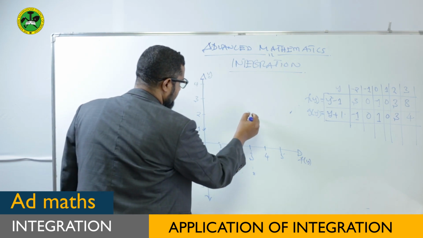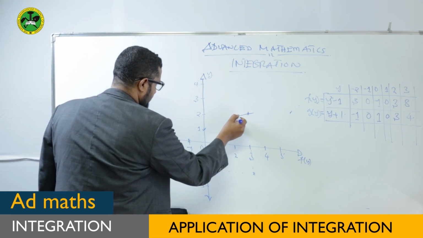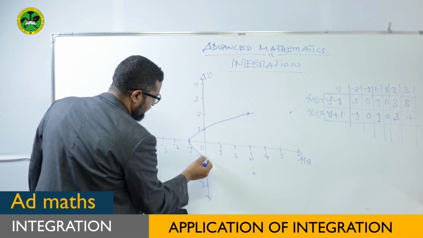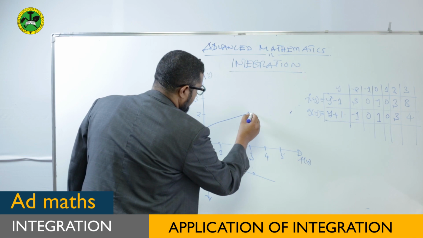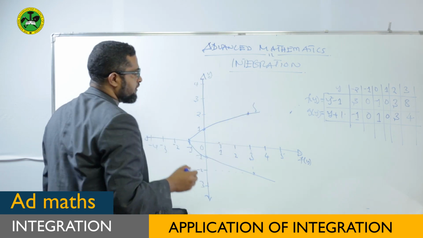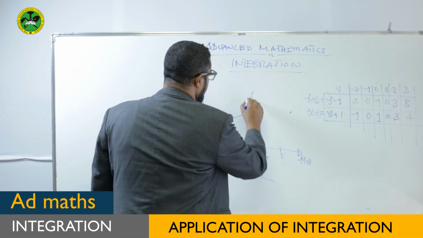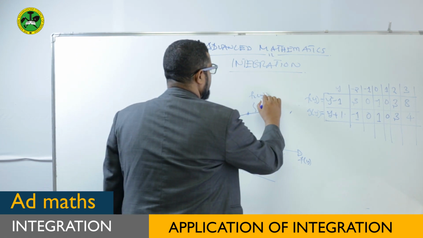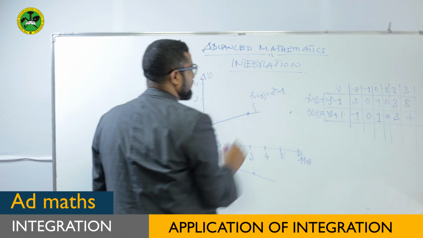Now join the points. So you'll be having this, and this one is f of y. That is y squared minus 1.